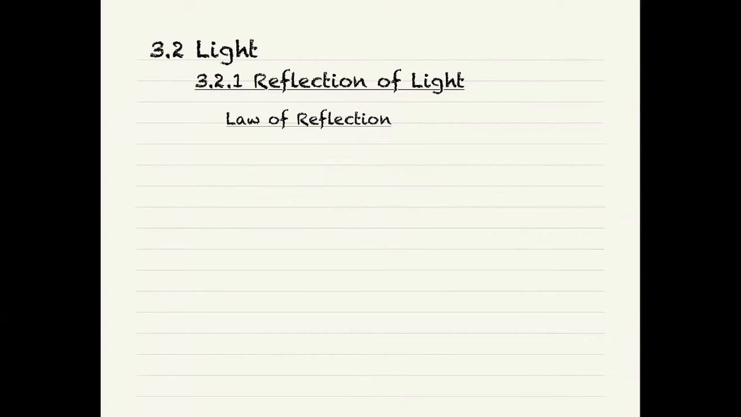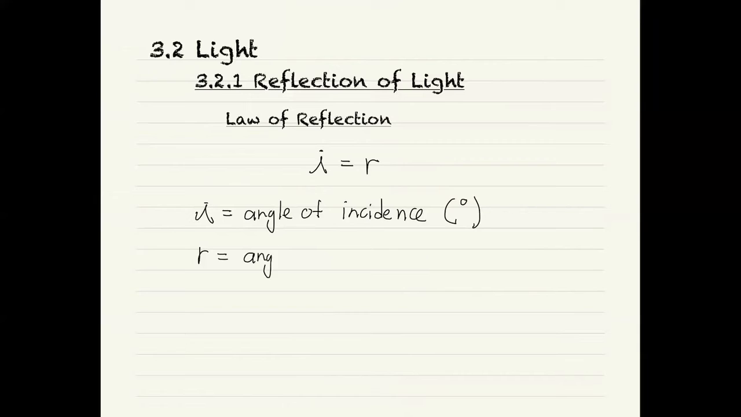For the law of reflection, the formula is I equal to R. I is angle of incidence. Unit is degree. R is angle of reflection. Unit is degree.